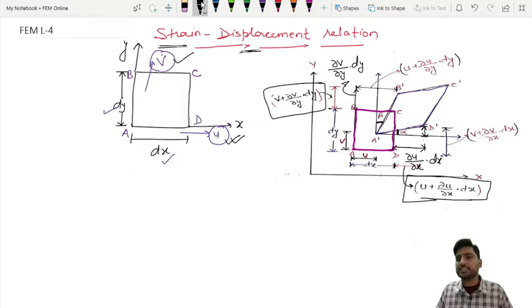See, in which direction has it been displaced? In the y direction, right? You can see the displacement in the y direction, so that will be del v. But with respect to which direction? Initially it was like this, now it is like this, and this is the x direction, so the displacement is in the y direction. Initially it was here, now this corner is here. So the displacement is v, but with respect to which axis? The x axis. So del v upon del x into dx.